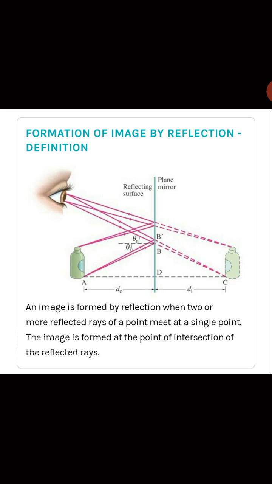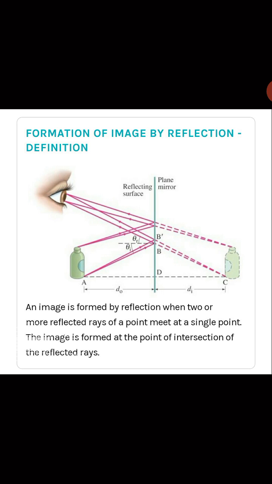Now let's see how images are formed on a plane mirror, where the reflection of light takes place. You can see the central line, the straight central line, dark green in color, is the plane mirror. What is a plane mirror? There are different types of mirror: concave mirror, convex mirror, plane mirrors. Okay, so we are talking about the plane mirror.